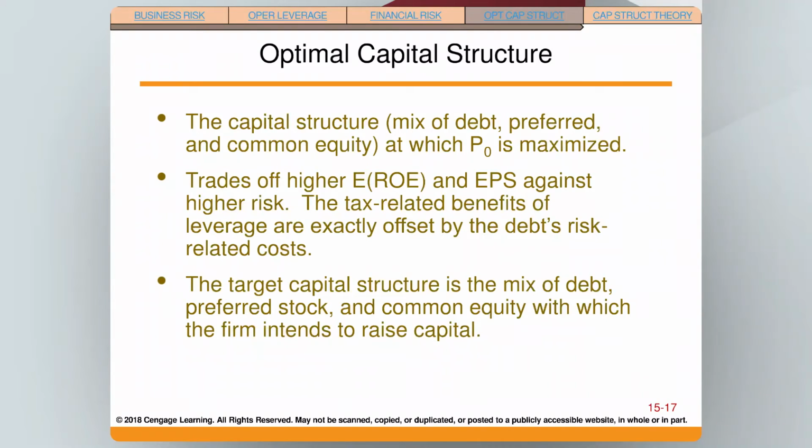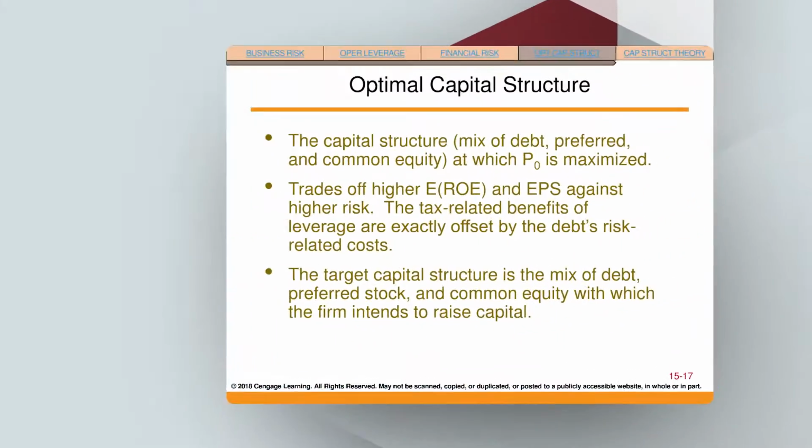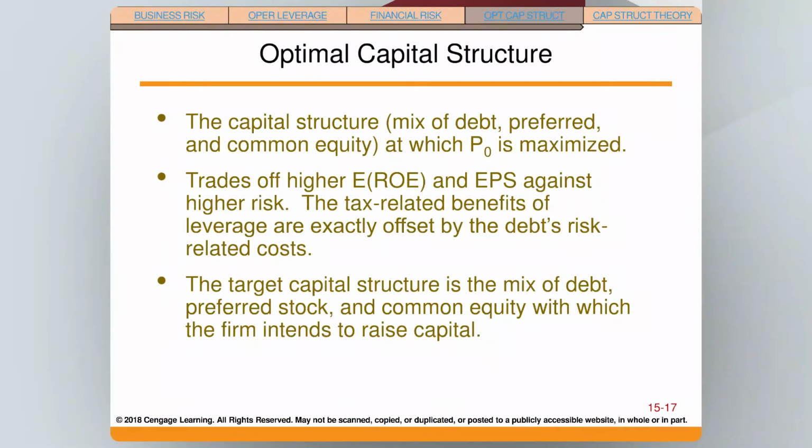So, we are done with our leverage. We are finished with the leverage. Next naman is your optimal capital structure. Alright. So, what do you mean by optimal capital structure? Capital structure is the mix of debt, preferred, and common equity at which P0 is maximized. So, there's a trade-off: higher ROE and EPS against higher risk. The tax-related benefits of the leverage are exactly offset by the debt risk-related cost. Okay?